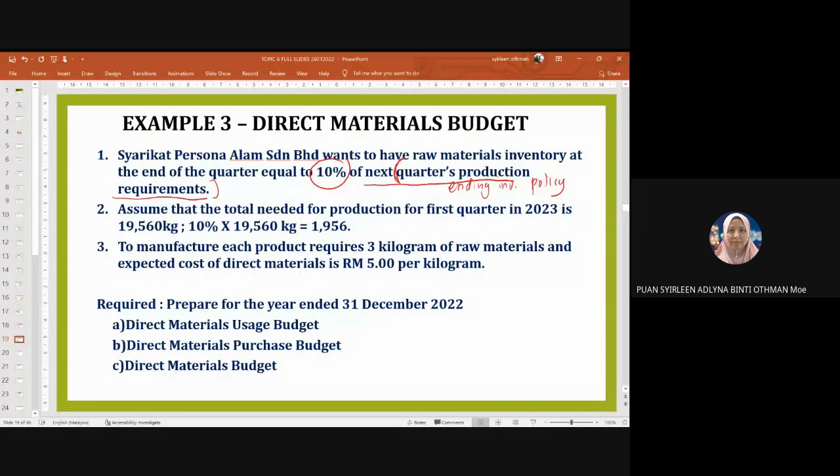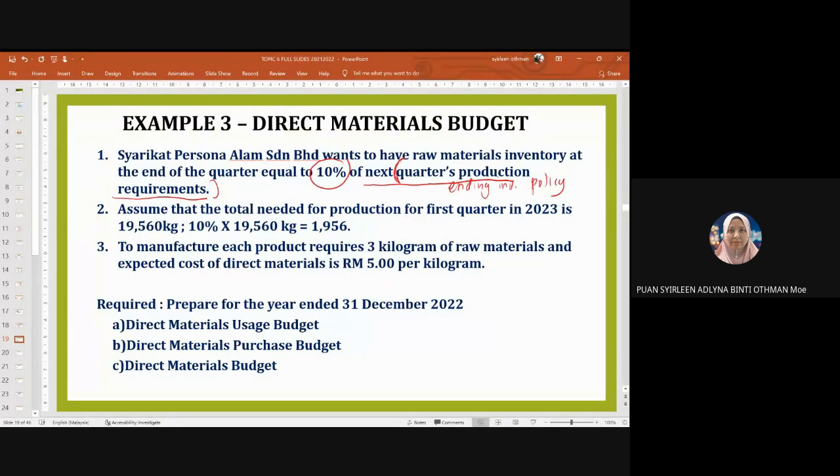Okay, lepas tu dia bagi tahu, dia bagi maklumat tambahan sebab kamu kena faham bila kita gunakan maklumat daripada kuarter selepas, satu kuarter selepas daripada kuarter sedia ada, that means bila sampai ke kuarter keempat dalam tahun 2022, you need to have the information of the first quarter in 2023. So budget ni selalunya bila kita buat, kita akan sediakan juga untuk last quarter tahun lepas dan first quarter the next coming from your budgeted year itulah.